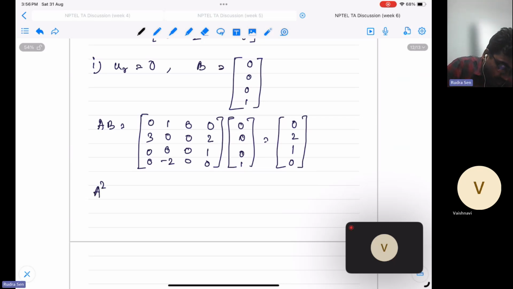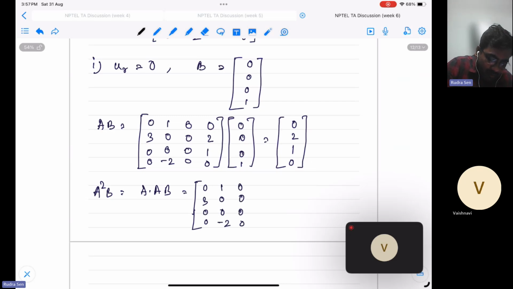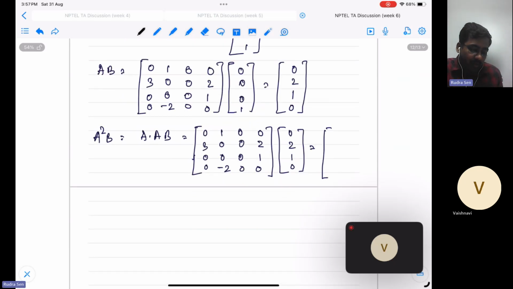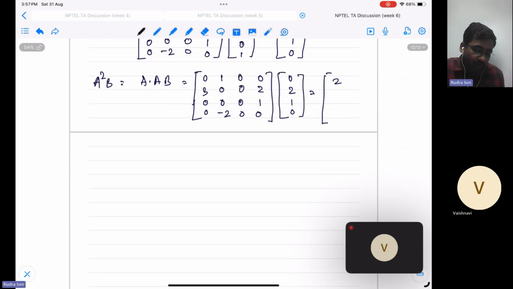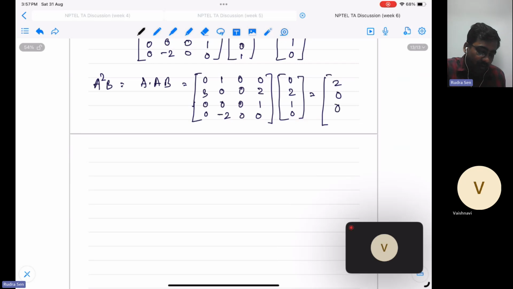What would be A square B? A square B is basically A into AB, right? So 0, 3, 0, 0, 1, 0, 0, minus 2, 0, 0, 0, 0, 0, 2, 1, 0 into AB. What is AB? 0, 2, 1, 0. And what is the value? The first is 2, second is 0, third is 0, fourth is minus 4, right?